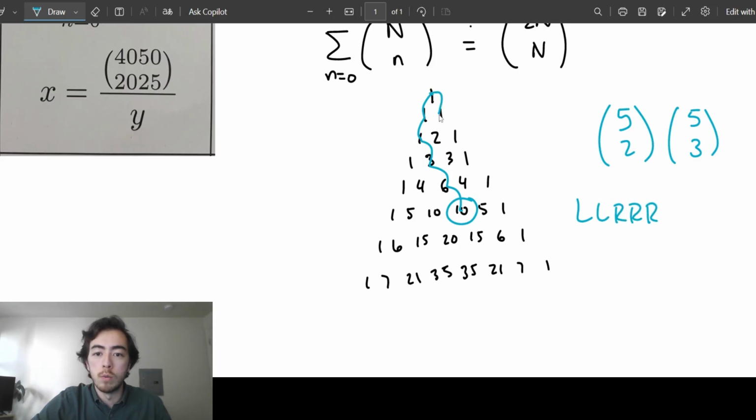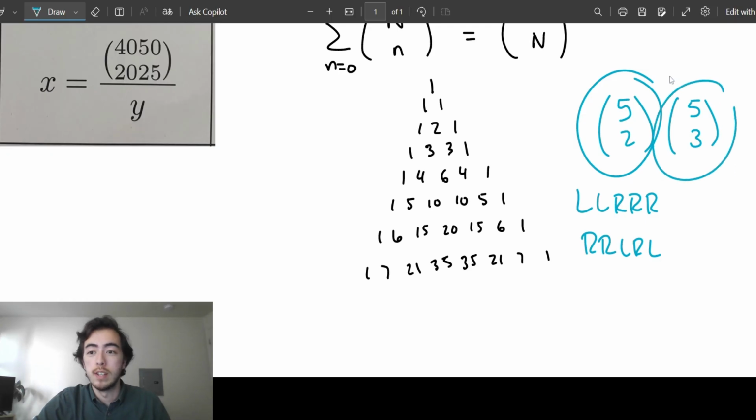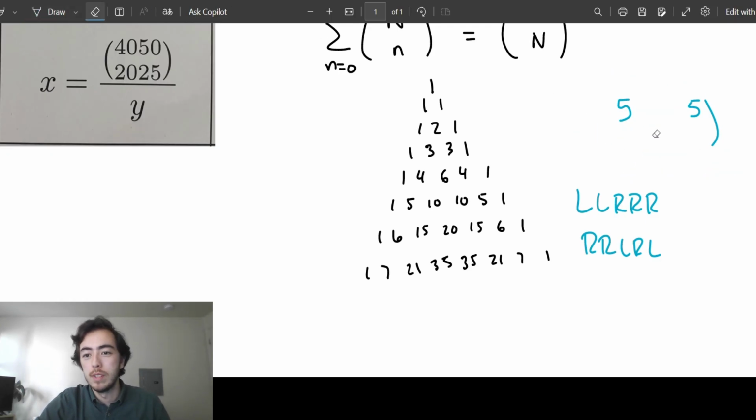Or maybe let's go right, right, left, right, left. So right, right, left, right, left. I have 5 letters there. And of those 5 letters, I am choosing 2 of them to be lefts, and that is this number right here. Or I am choosing 3 of them to be rights, and that's that number right there.